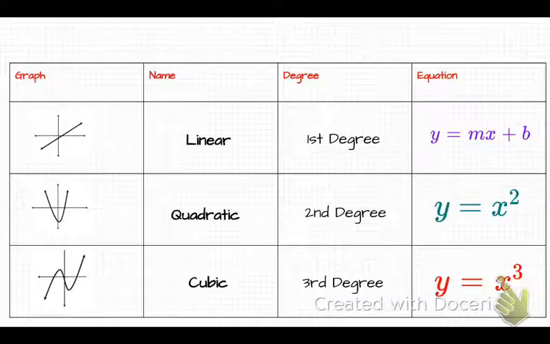Okay, so for our linear first degree, it goes through the x-axis once. Quadratic second degree goes through it twice. And then cubic third degree goes through the x-axis 3 times. Okay, so we have our cubic.